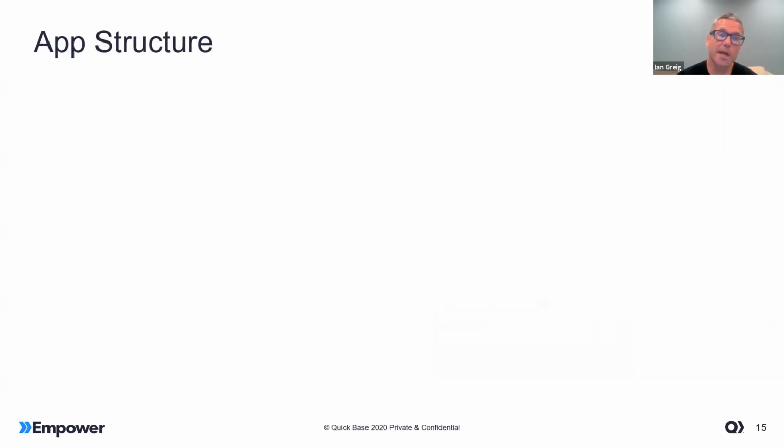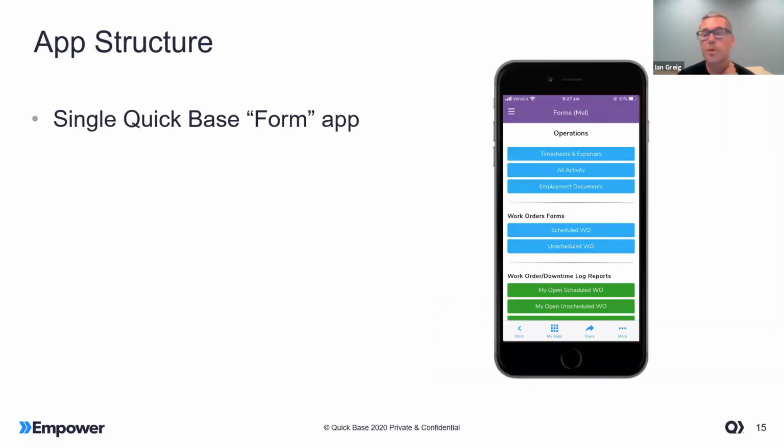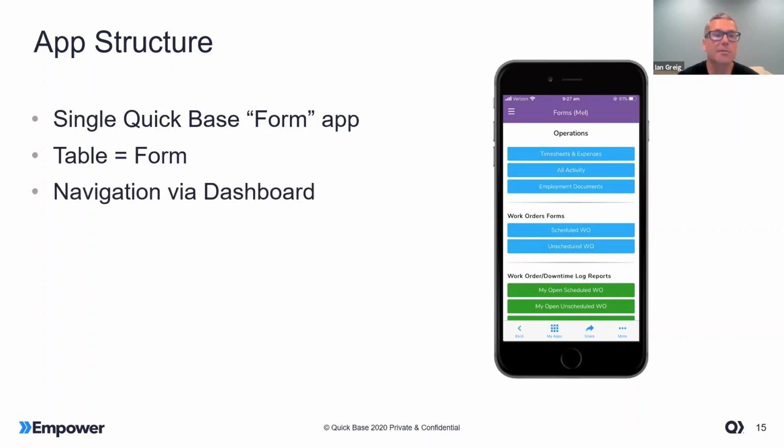Now, I've been talking about it. Let's just talk a bit about the app structure. So what we did, we designed a QuickBase form app. So it's one app. And this is what this app looks like when you log on your phone. So as I mentioned before, a table is equal to a form. So you can see the blue buttons actually represent the different forms, but they actually represent the tables that you click onto and you're completing a form on that table. Navigation we found is via the dashboard. So you put all your dashboard buttons for each form that you need to complete. And this is how people access those forms.